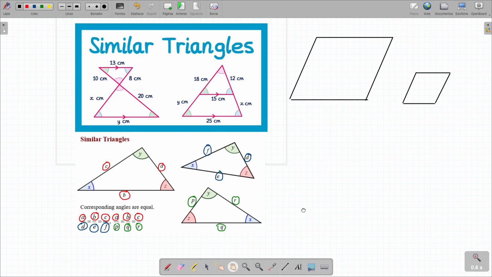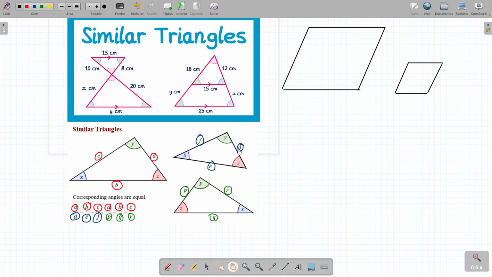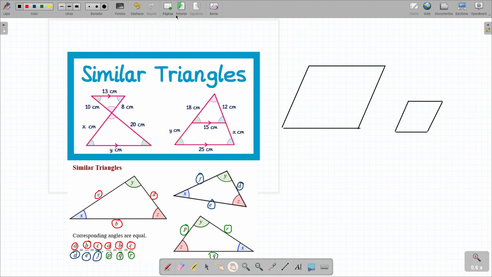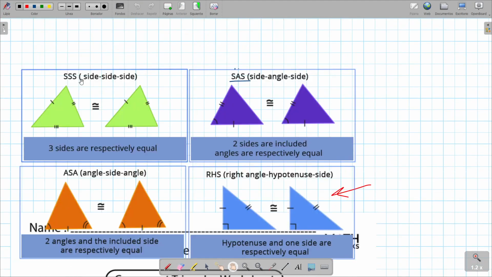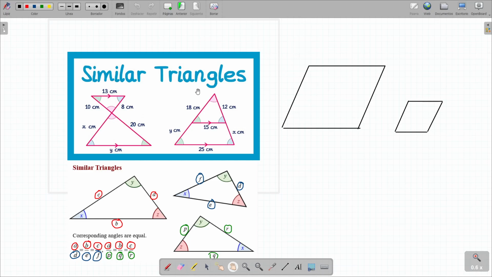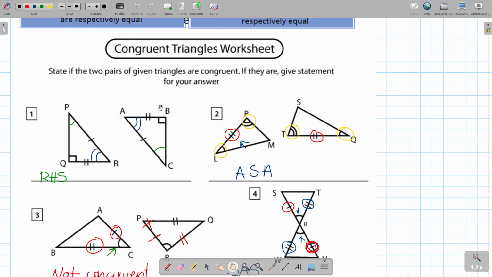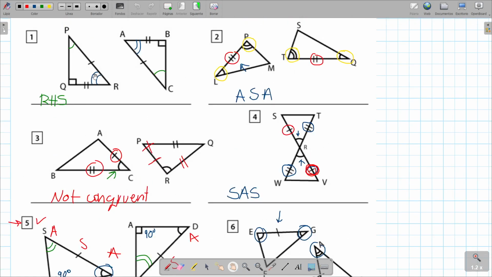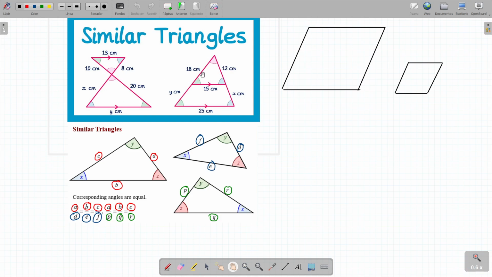Now, just to remember, the difference between congruency of triangles and similar triangles is that the triangles right here are exactly the same size. Maybe only the position changes, but they are the same size. The difference is that here they are not the same size, but they are similar. It's like the small and the big version of a shape.